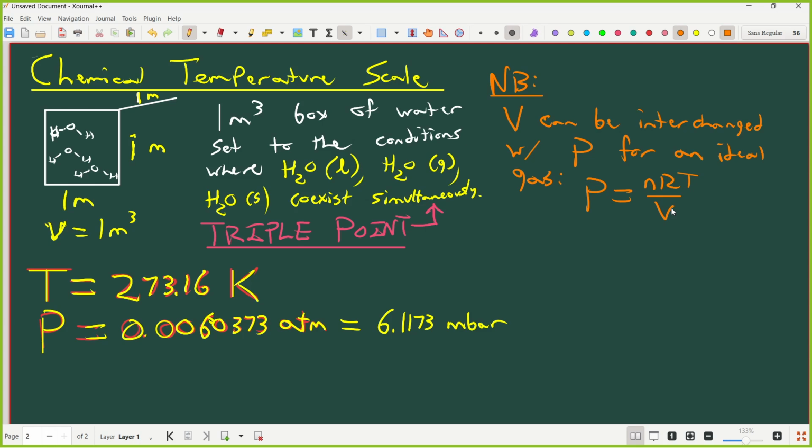So let me just say one thing, right? This is not a very practical thermometer, right? You've got to carry around a giant box of water with a precisely defined temperature and pressure at all times, right? It's impossible. But you could certainly create one if you wanted as a standard and a reference. But it's not very practical, right? So we're going to choose a different material to measure relative to this, right?